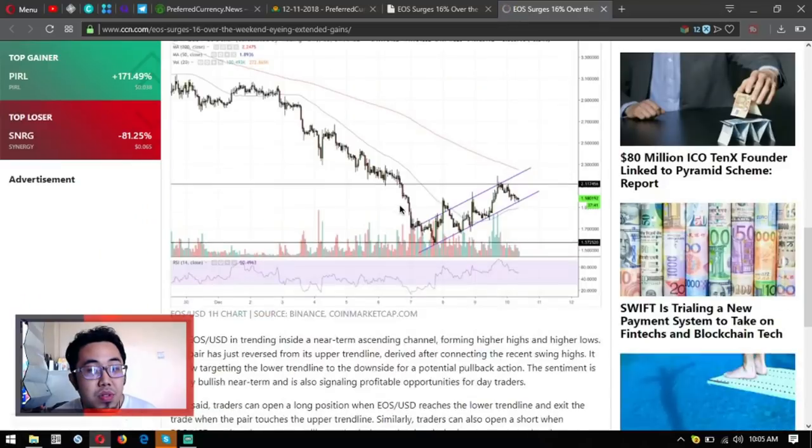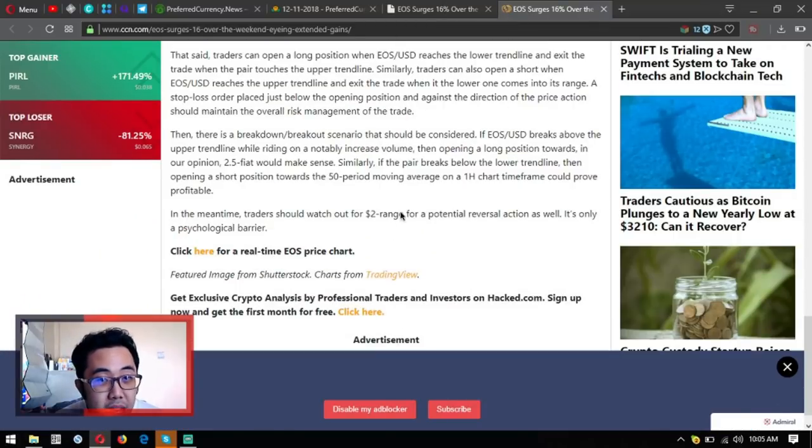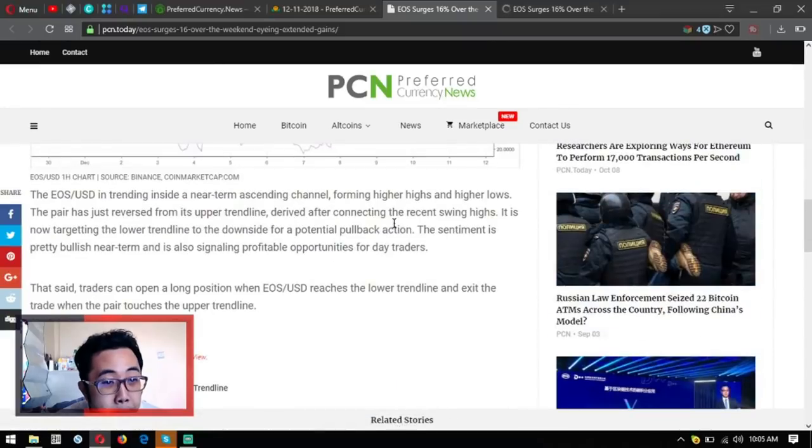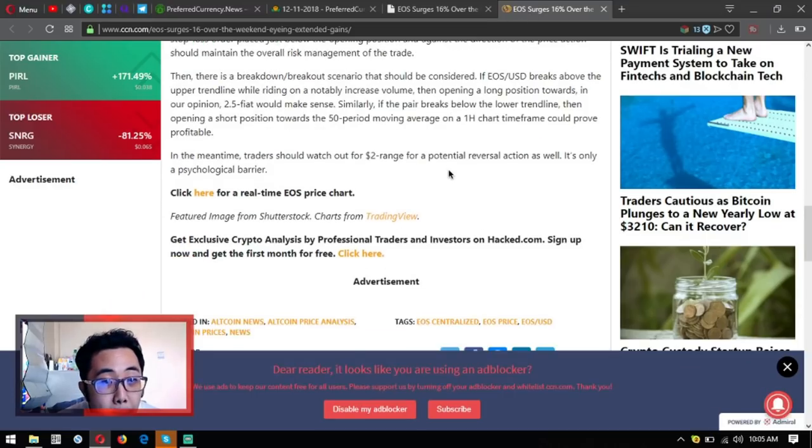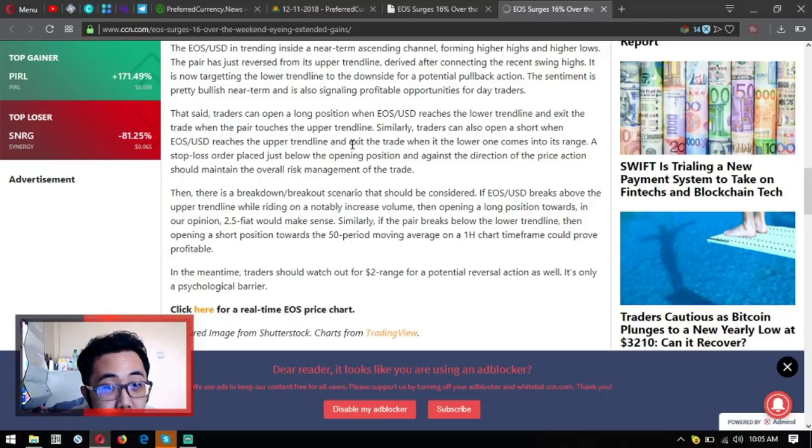Okay, so let's continue. Where were we? Upper trend line. Where's the upper trend line? Okay. Similarly, traders can also open a short when EOS USD reaches the upper trend line and exit the trade when the lower one comes into its range. A stop loss order placed just below the opening position and against the direction of the price action should maintain the overall risk management on the trade.